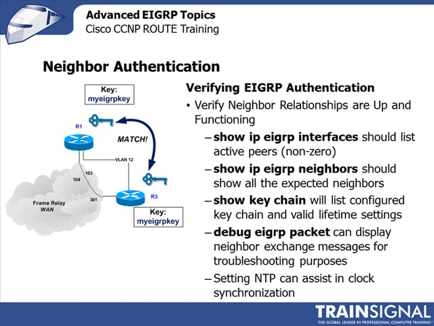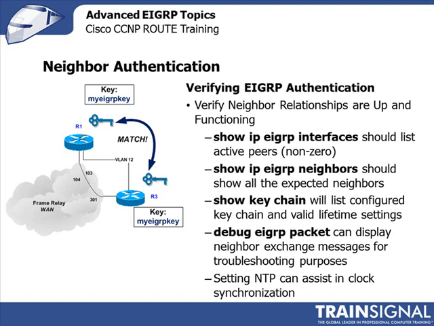Once you've configured your neighbor authentication, you need to make sure it's operational. Obviously, if your neighbor relationships don't come up across that particular interface, you may have a problem. But you'll find these commands very helpful. Show ip eigrp interfaces should show active peers. In other words, non-zero. It should list the same number of peers that you had prior to configuring it. Show ip eigrp neighbors should show all of the neighbors in the neighbor table that you expected to see and had previously before you configured authentication.